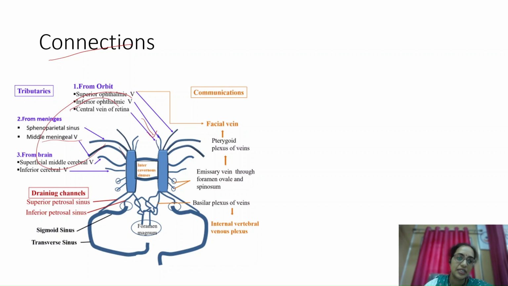Okay. Then draining channels, we have the superior petrosal and the inferior petrosal sinus that drain from the sinus into the sigmoid and the transverse sinus posteriorly. Communications, it communicates with the facial vein through the emissary veins which pass through the foramen ovale and the pterygoid plexus which communicate later with the facial vein. Then you have the basilar plexus of veins which communicate with the internal vertebral venous plexus.